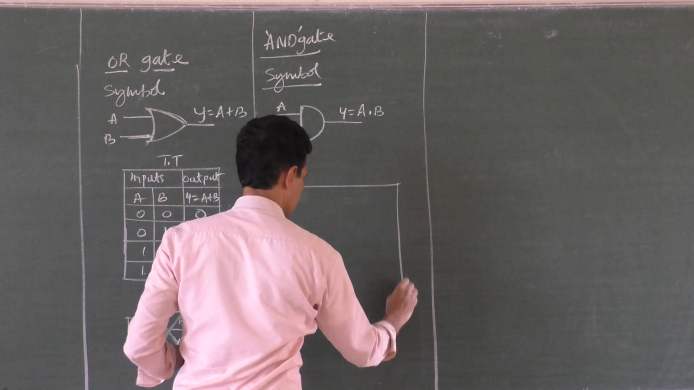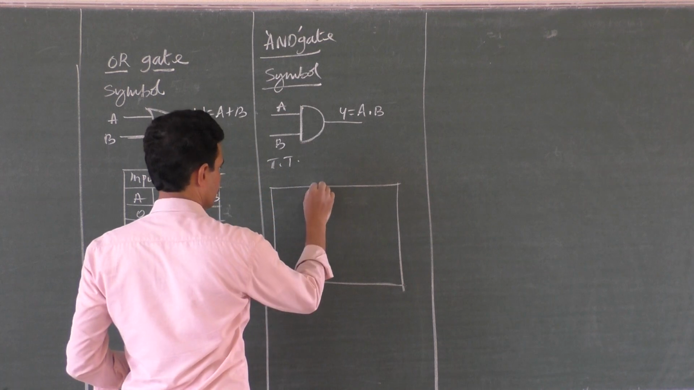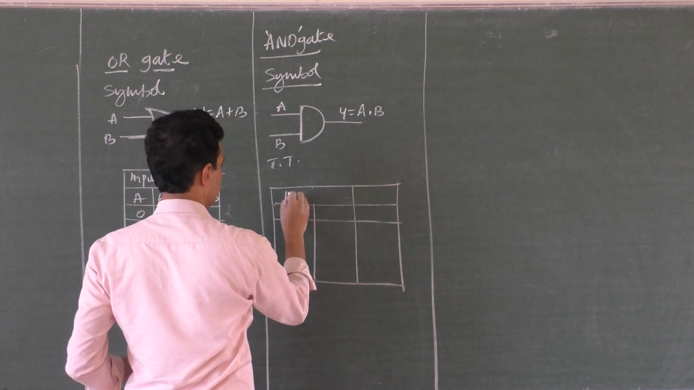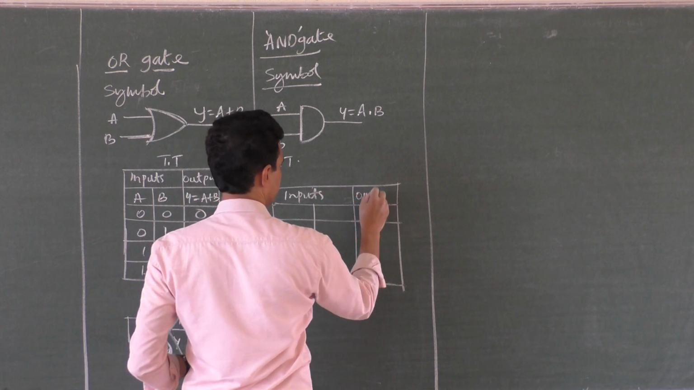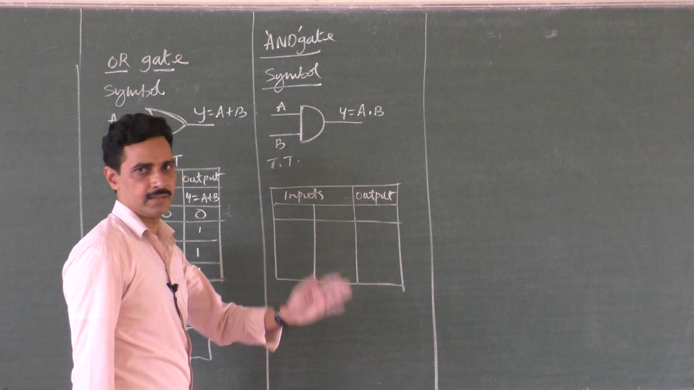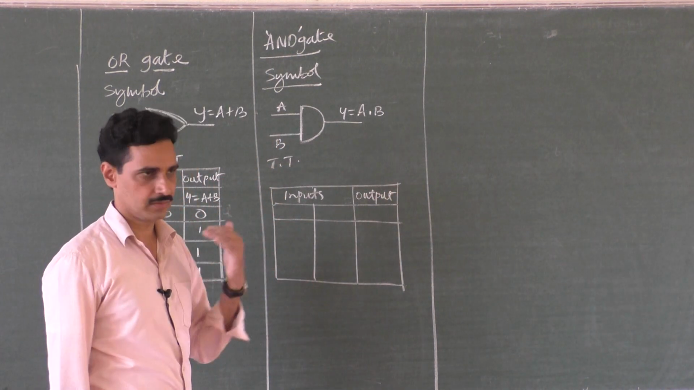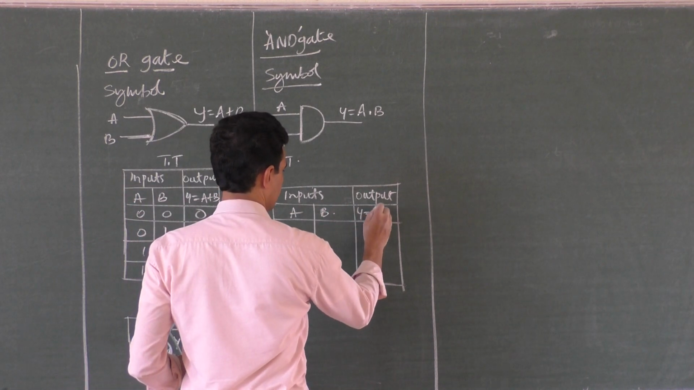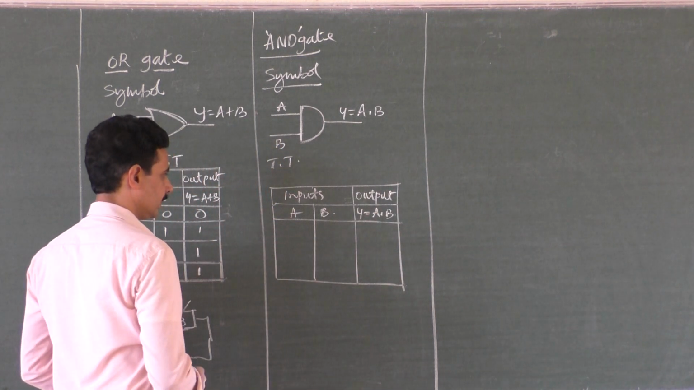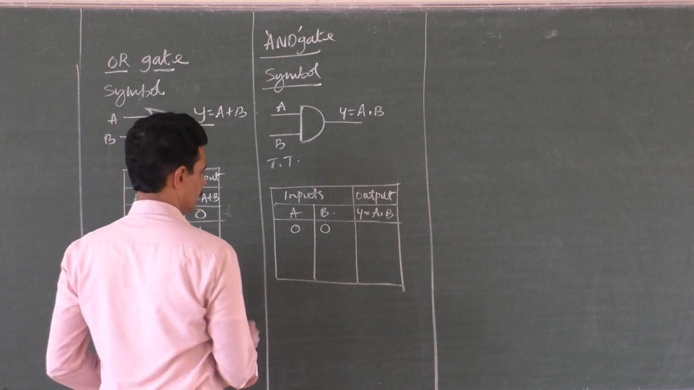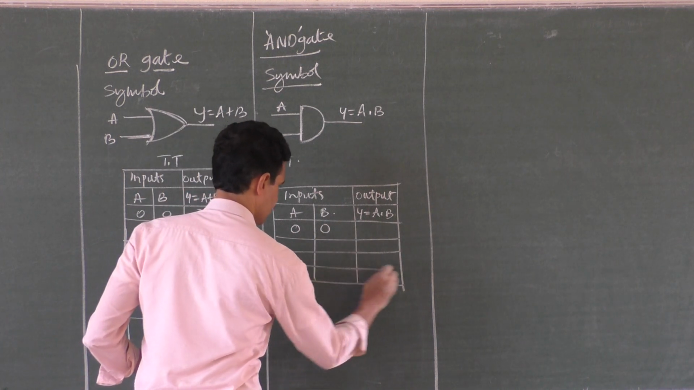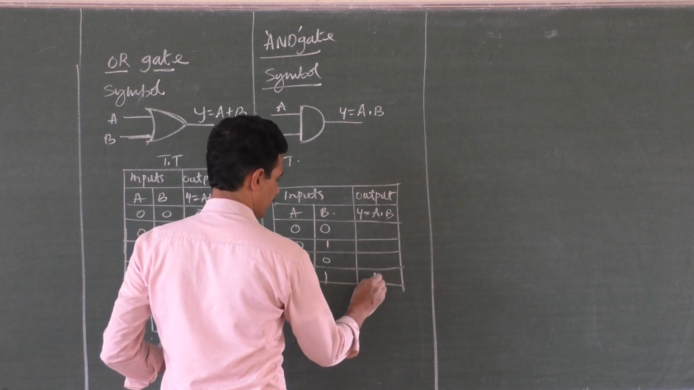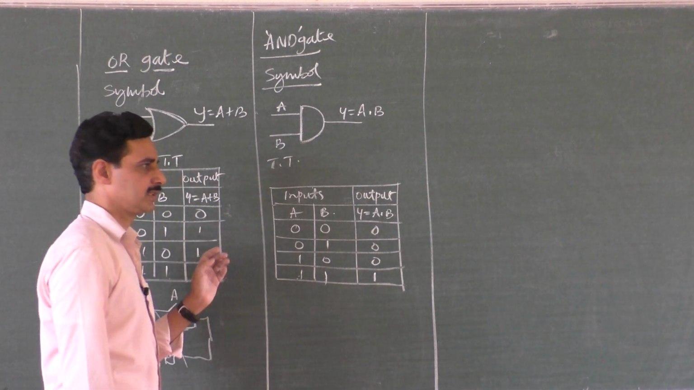All possible combinations of input and output. So I'll write it here: inputs, output. Input means whatever we give at the beginning part of the circuit. This is A, this is B, and this is Y equal to A dot B. A is 0, B is 0, all possible combinations: 0 1, 1 0, 1 1. Only when both the inputs are 1 you will get output 1, otherwise output is 0.